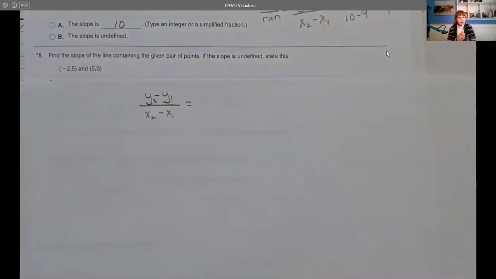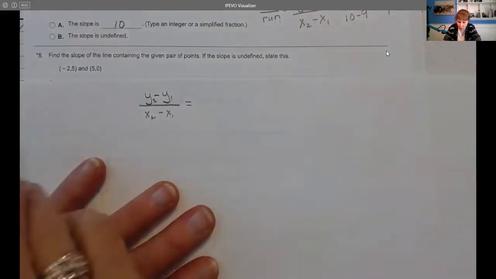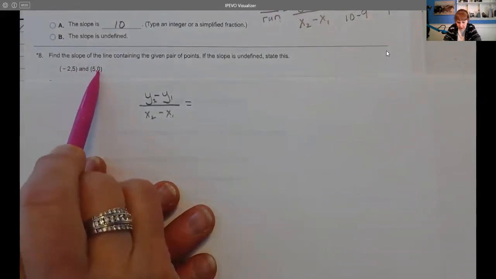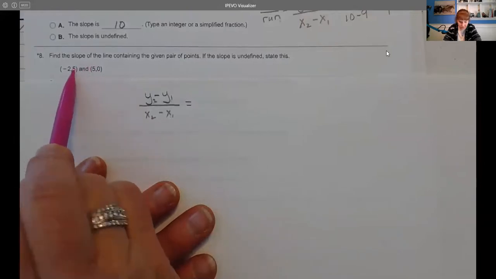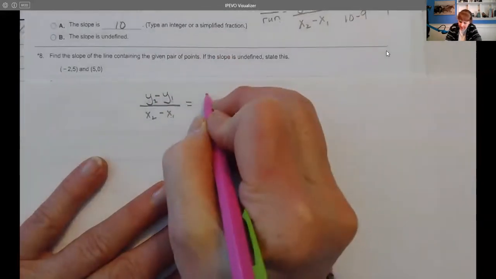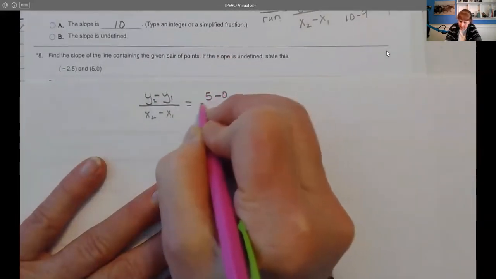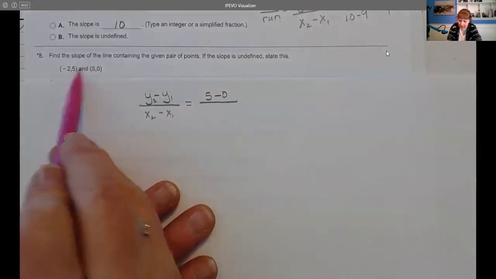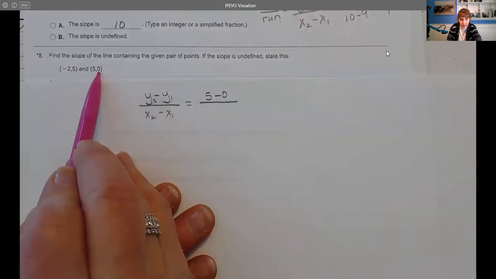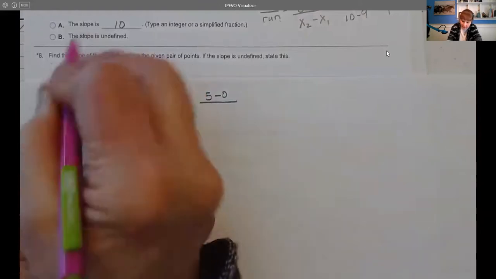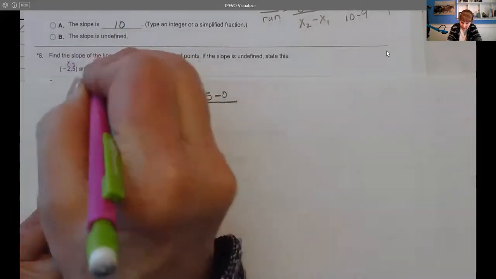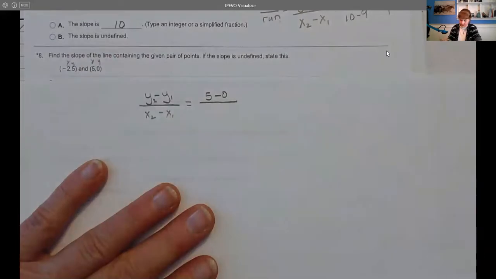Okay, we have some choices for our y's. We can go 5 minus 0, or we can go 0 minus 5. It doesn't matter. Let's take 5 and subtract the 0. Those are the second numbers in the ordered pairs. Those are the y numbers, because these are in alphabetical order, XY and XY.